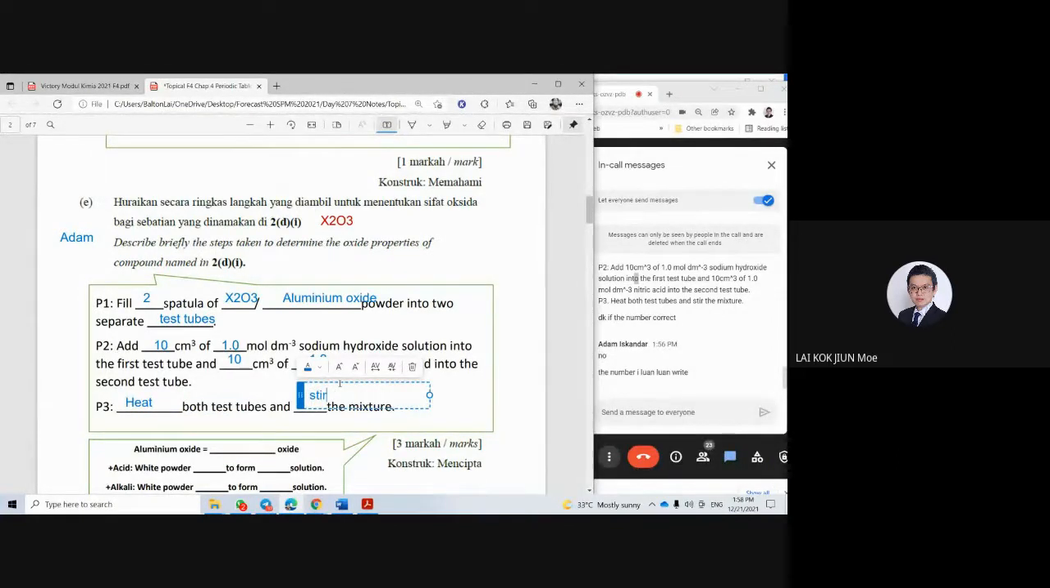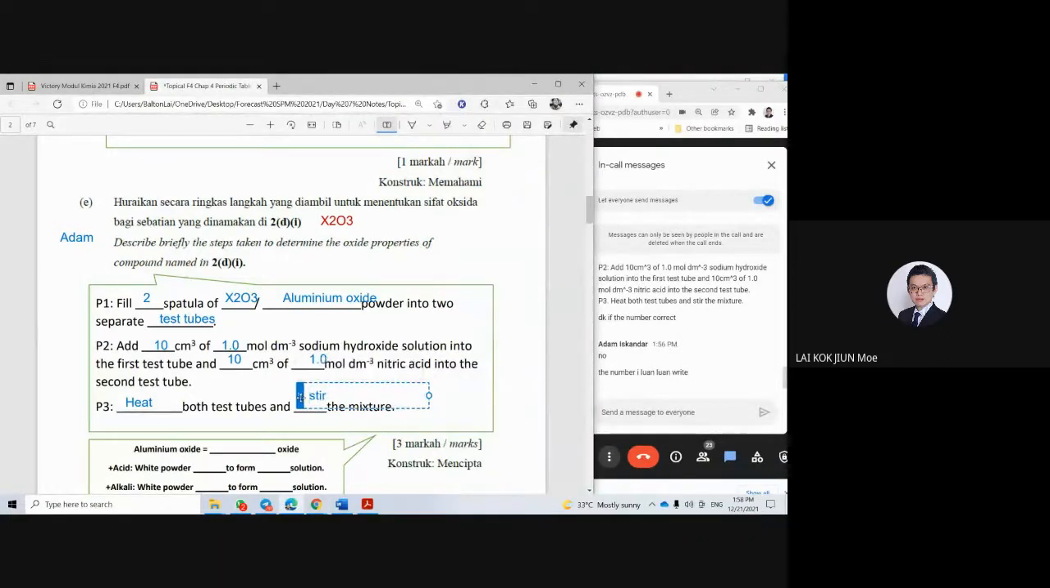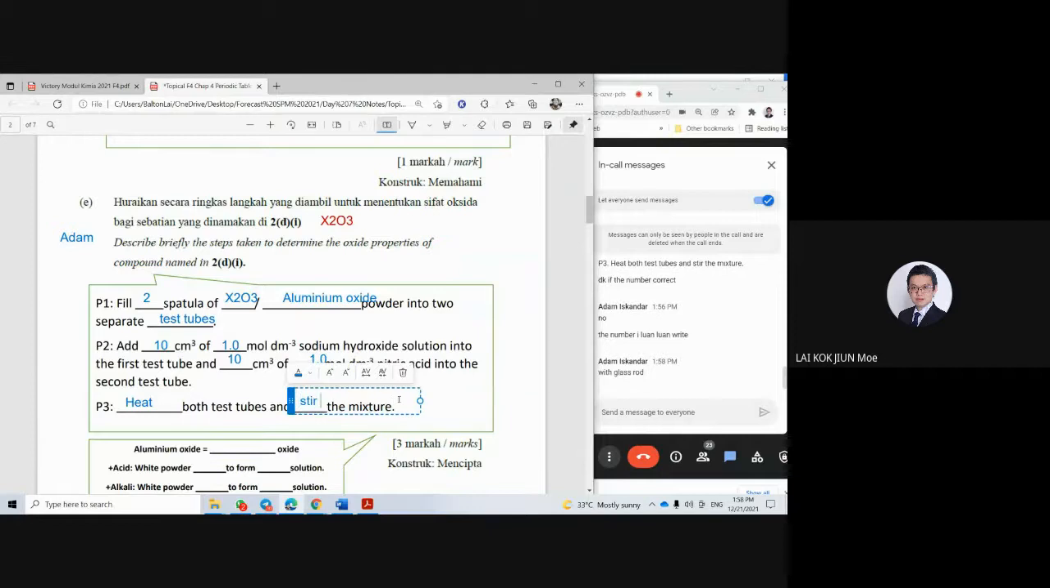Eden, here. How do you stir it? By using what? Maybe you can detail it a bit, using a glass rod. Very good. By glass rod. Okay, Eden. One spatula, 2 spatula. That means 2 times. Oh, 2 times you get the aluminium oxide powder, then you put it inside.